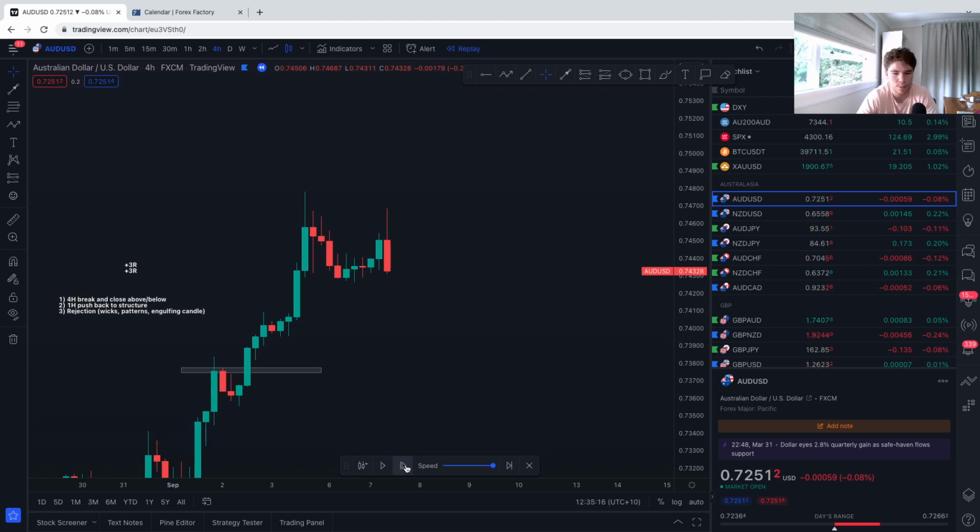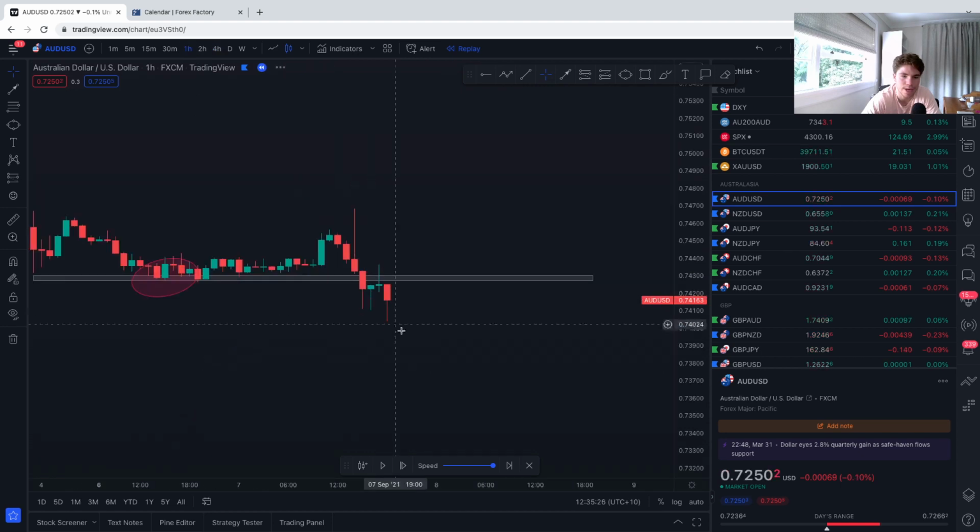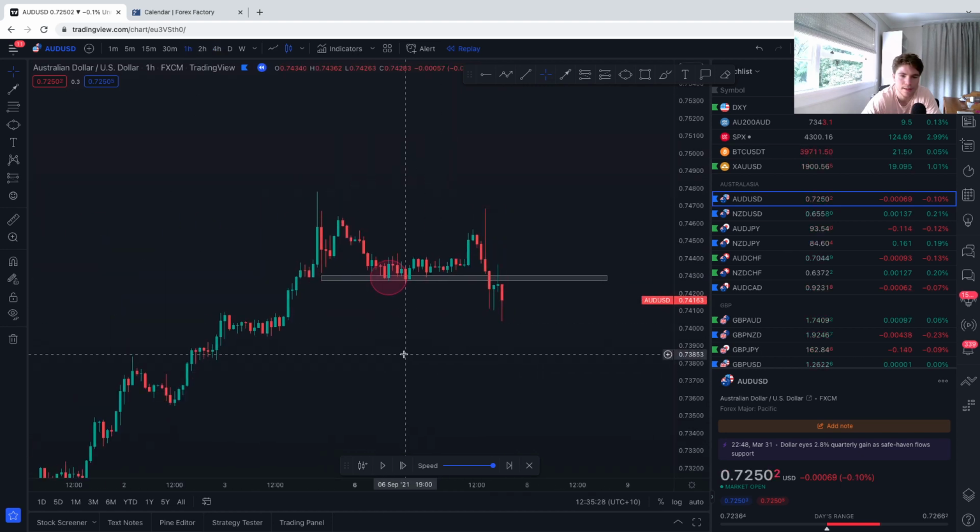Okay, so I'm spotting a reversal here. It's looking good. Break below the previous structure. This is the key level we've broken. Let's flip to our entry and see if we get a rejection.